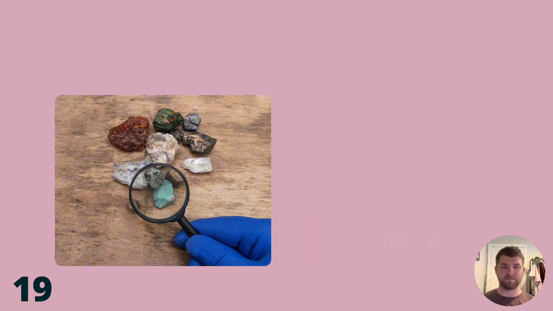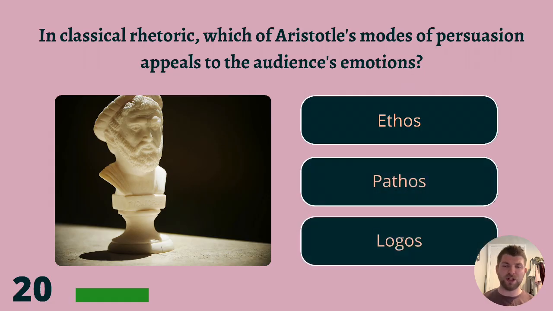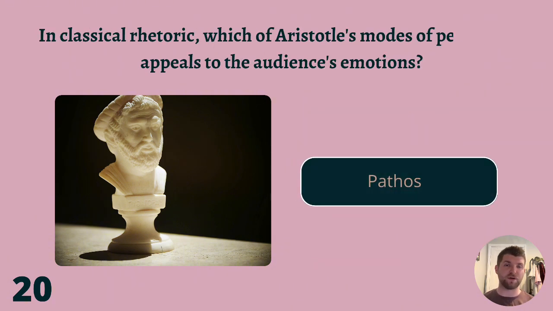Question 20. In classical rhetoric, which of Aristotle's modes of persuasion appeals to the audience's emotions? Ethos, pathos, or logos? And the correct answer is pathos.